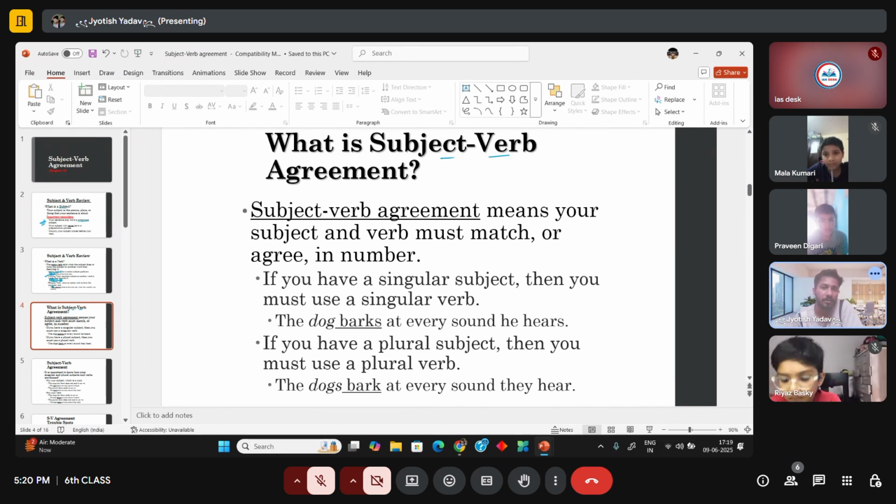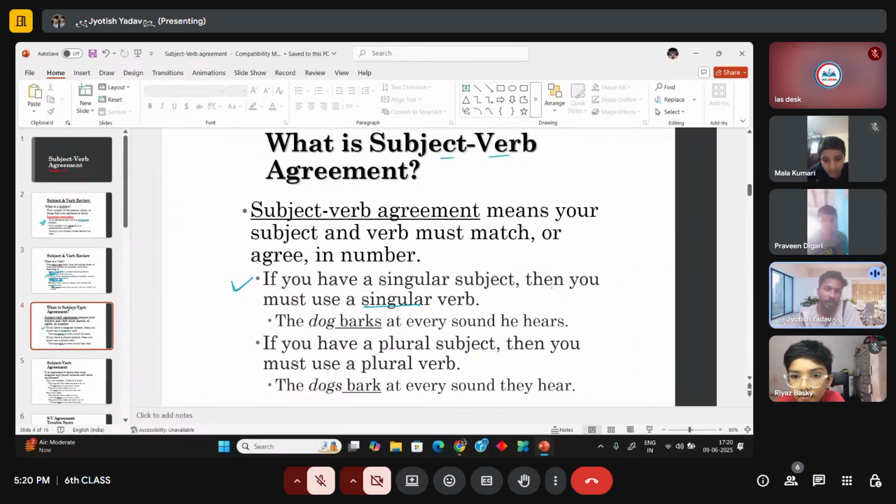So the first rule is about a singular subject. Singular means single or one. If you have a singular subject, then you must use a singular verb. This means that if you have only one subject, then you have to use a singular verb.